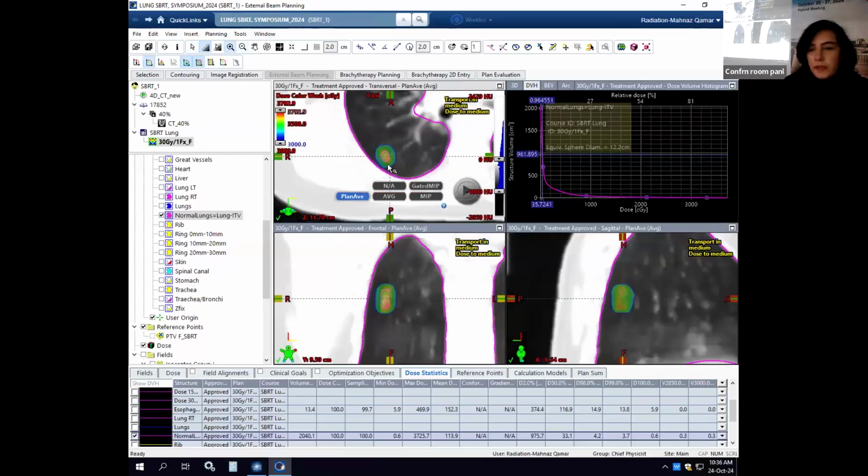So this is our final plan. Any questions before I move on to the next one in this case? So I have a question from the audience. Is there any consideration to limit the target motion, for example using an abdominal compression board?